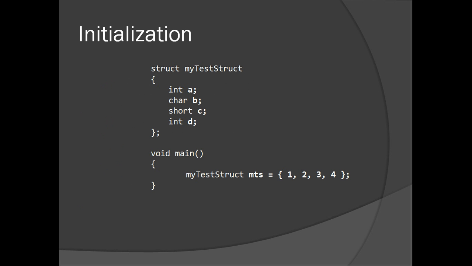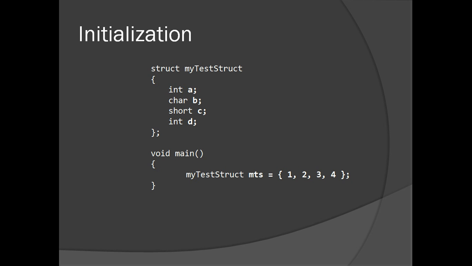Following is the way to define a structure. You have the struct keyword, then the name of the structure, then the open braces, then the members of the structure: int a, char b, short c, int d. In any order you can give any number of elements. Then you close the braces and add a semicolon.